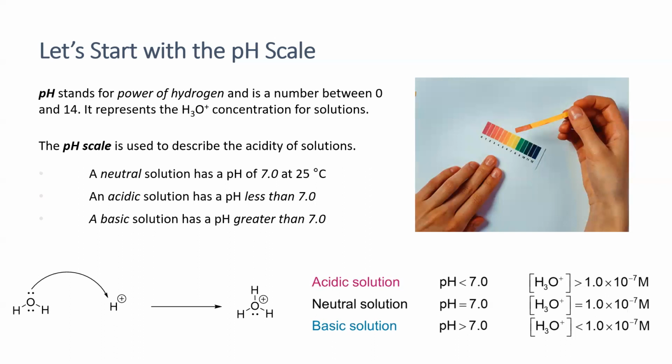So at a pH of 7, the concentration of hydronium ion is 1.0 times 10 to the negative 7 molar. In an acidic solution, the concentration of hydronium ion will be greater than that. So it will be, for example, 1.0 times 10 to the negative 5. Remember that that's actually a larger number because it's a smaller exponent. And then a basic solution will have a concentration of hydronium ion less than 1.0 times 10 to the negative 7.